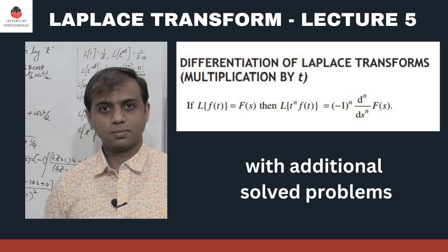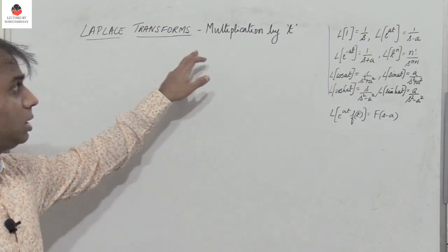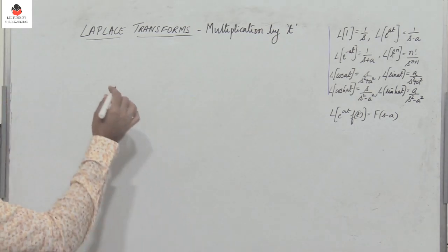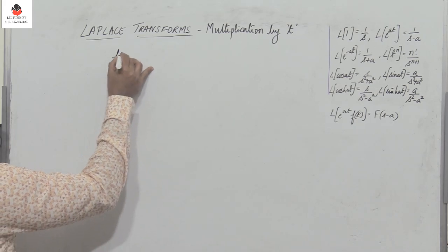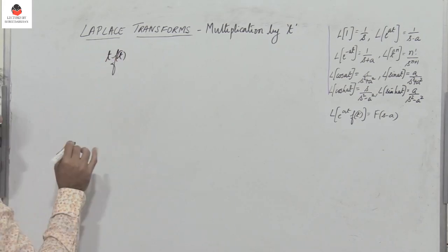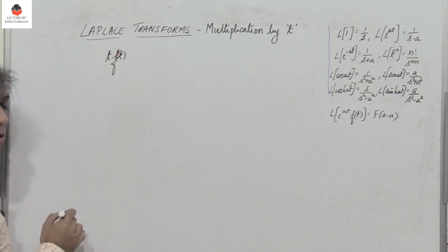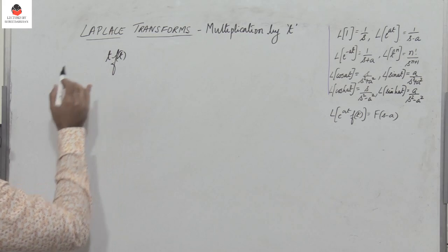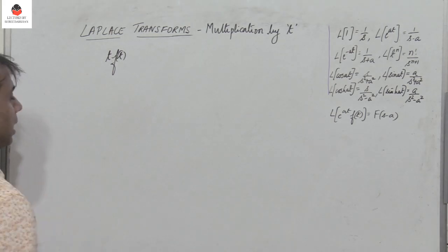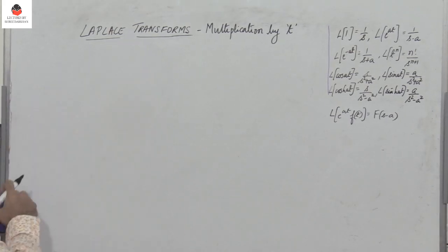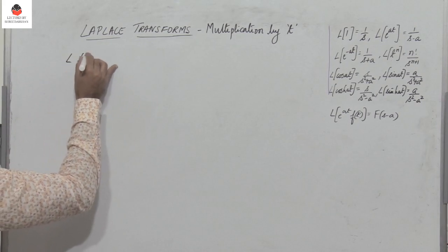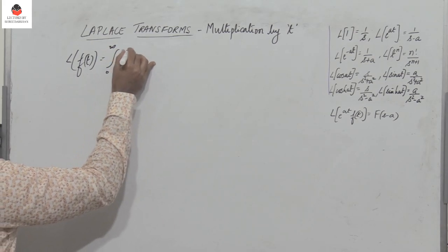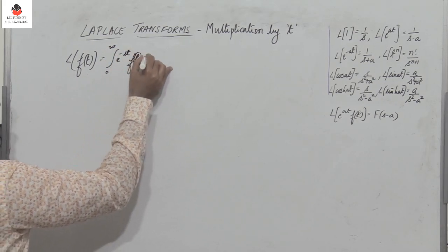In this lecture of Laplace transform, we shall consider multiplication of f of t by t. That means what happens if the given function f of t is multiplied with t or with t square or with t cube, and then we would want to find the Laplace transform of t f of t. Now we know that the Laplace transform of f of t is integral 0 to infinity e power minus st f of t dt.